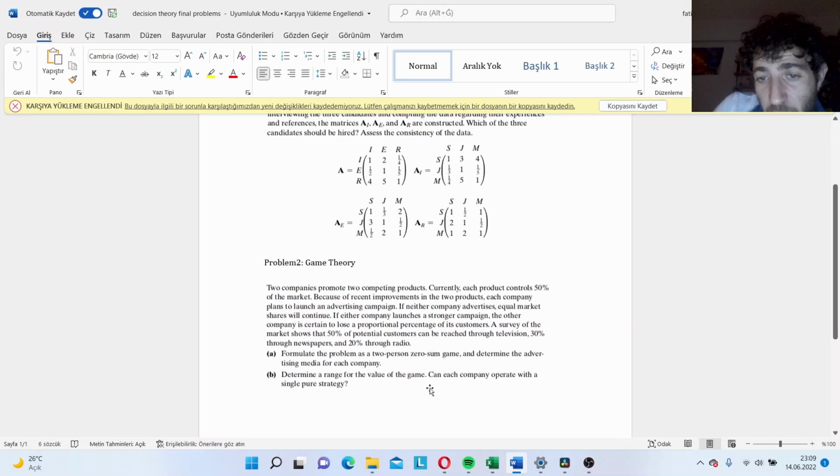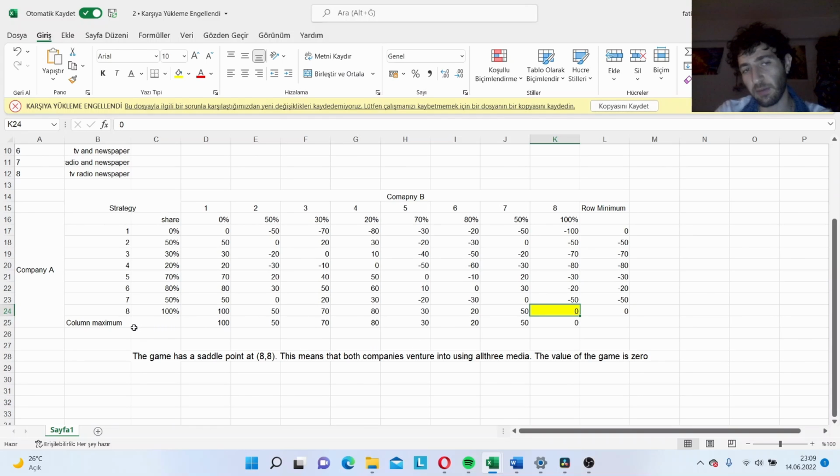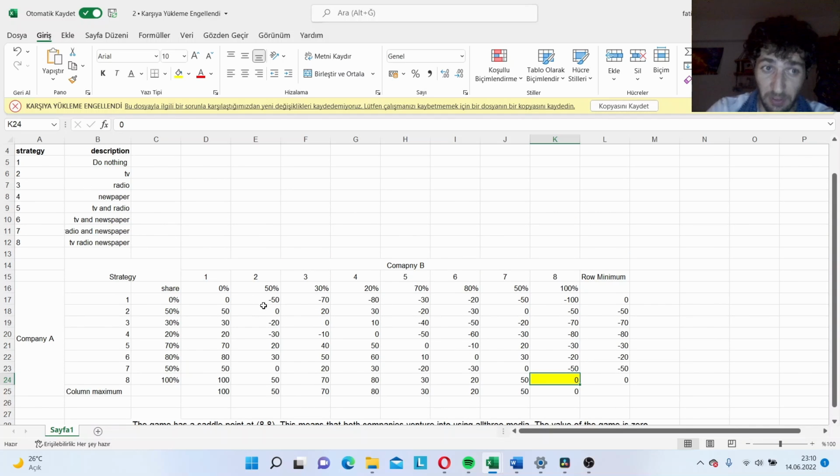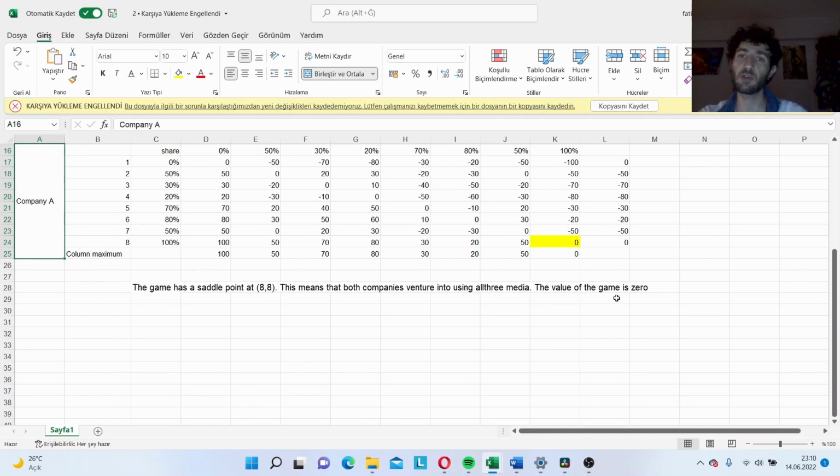Another question was to determine a range for the value of the game, and can each company operate with a single pure strategy. When we look at the table, the game has a central point at row 8 and column 8. This means that both companies venture into using all three media. We need to use this strategy. We need to use TV, radio, and newspaper, because company B and company A both make profit, win-win, on this strategy. The value of the game, you see here, is 0.